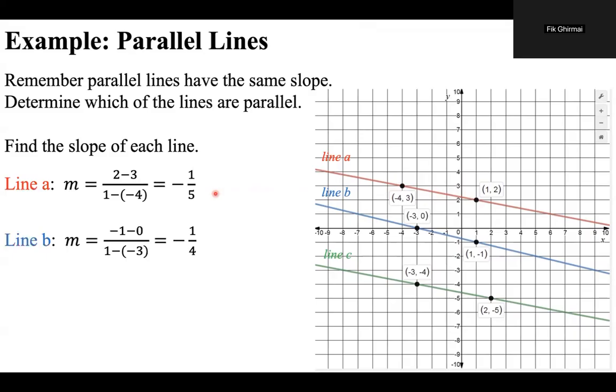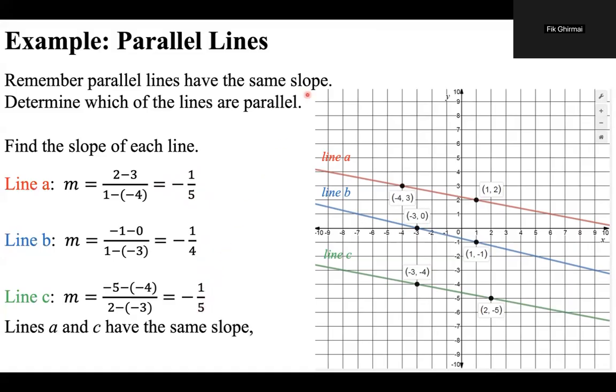And line B, using the 2 points here, we get a slope of -1/4, and line C has a slope of -1/5. Now, to determine which lines are parallel, all we have to do is compare the slopes. Which of the two lines have the same slope? As you can see here, line A and line C both have the same slope. So that means lines A and C are parallel to one another in this case.